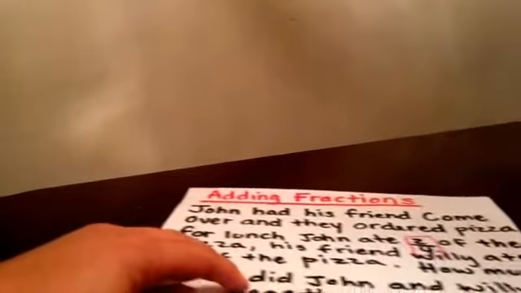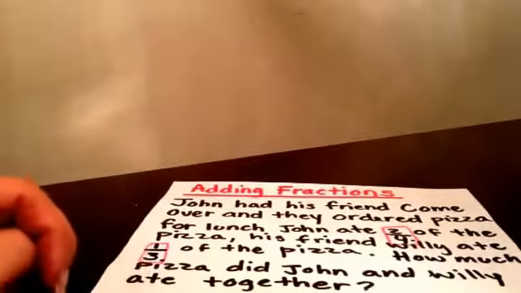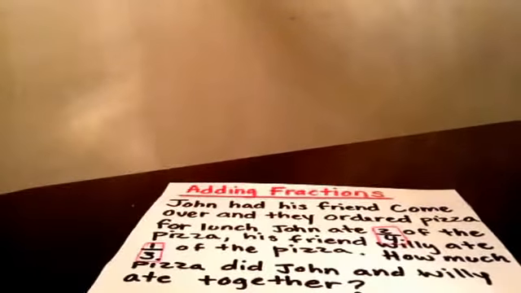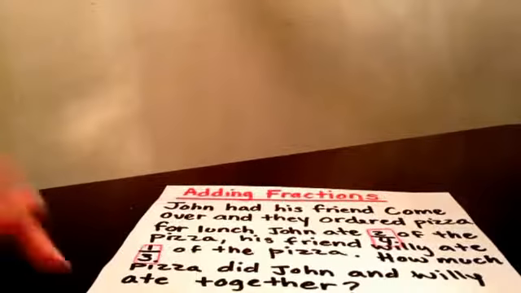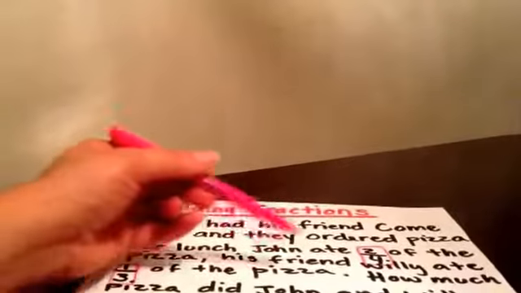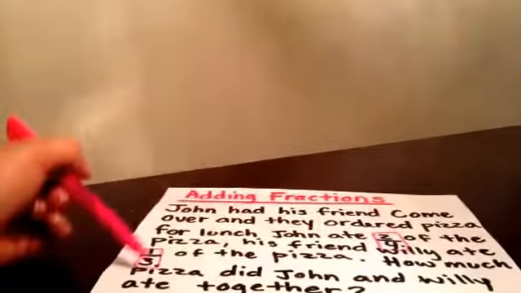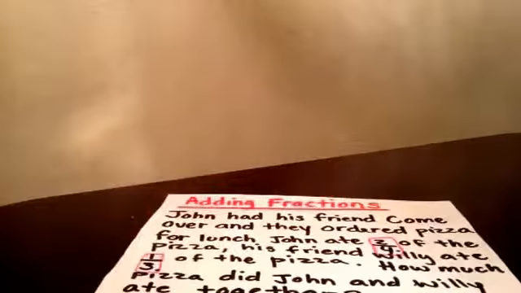And the problem says John had his friend come over. They ordered pizza for lunch. John ate 2/4 of the pizza. His friend Willie ate 1/3 of the pizza. How much pizza did John and Willie eat together?